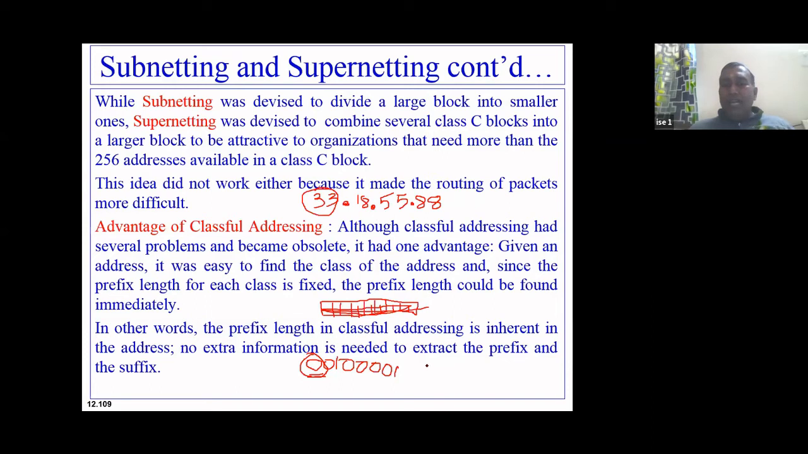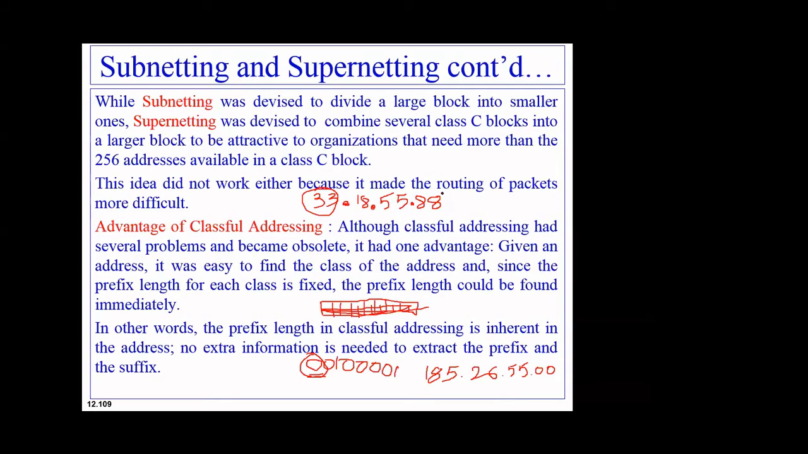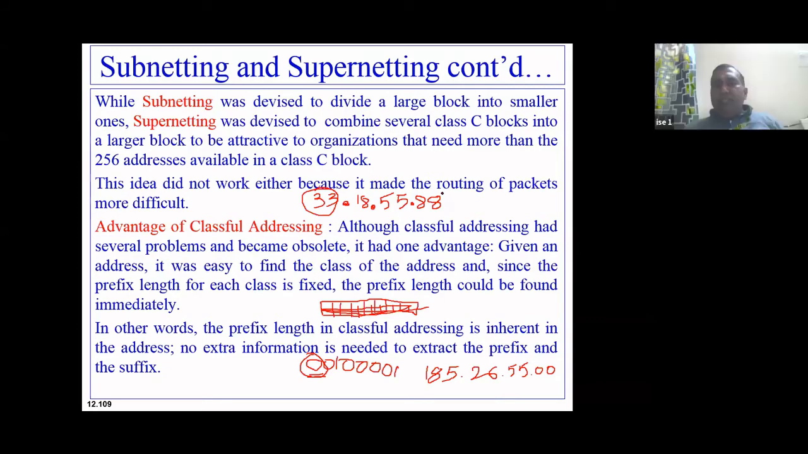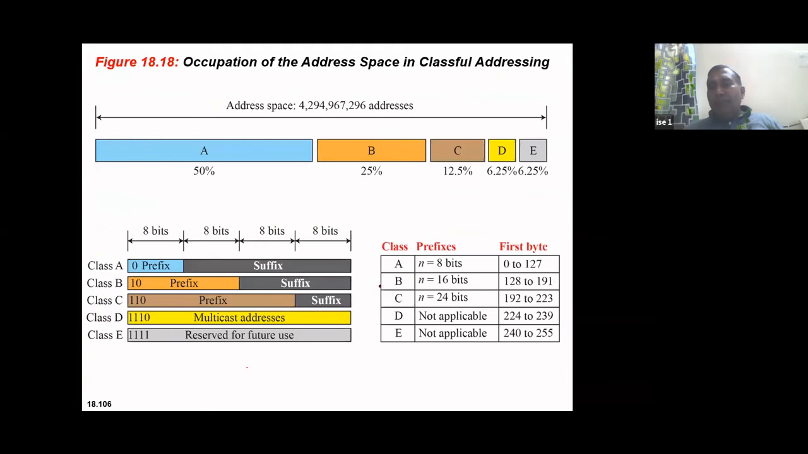Now, if I want to have an address like 185.26.55.00, which class of address will it come under? Class B. 185 falls in the range 128 to 191. It is a B class address. Have you understood?